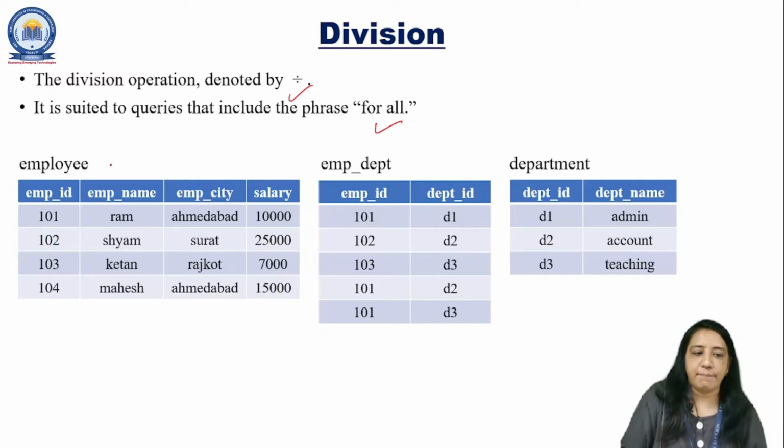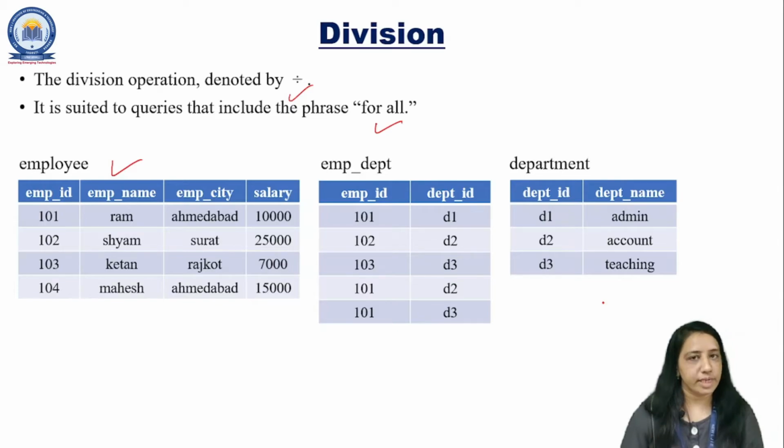Now consider here the 3 tables. The first is the employee, which will have the information of employee, same as the previous one. Another we have added, that is department table. So department is giving what? How many departments are there? So right now the 3 departments are there, D1, D2 and D3. So that is admin, account and teaching.